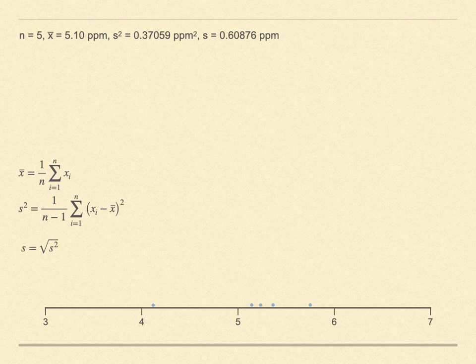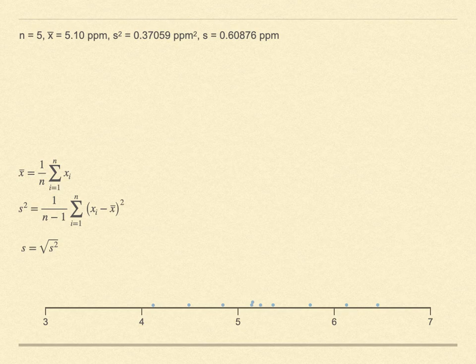The question, of course, is how confident should we be that the average of 5.10 ppm is representative of the true but unknown population mean? If we take some more measurements, perhaps that will be revealing. Here are another 5 samples, also chosen at random from the same population. Now we have 10 samples.